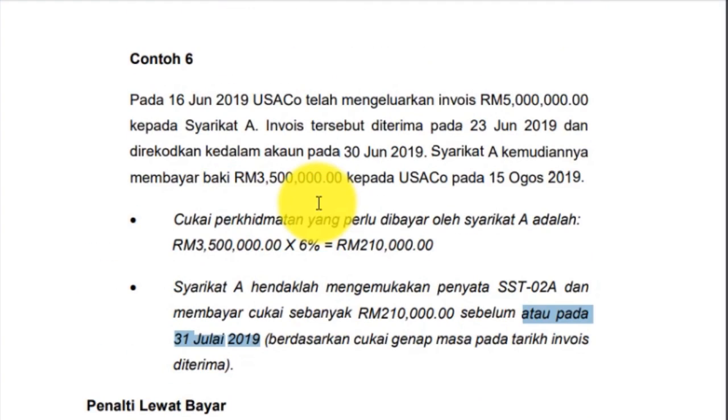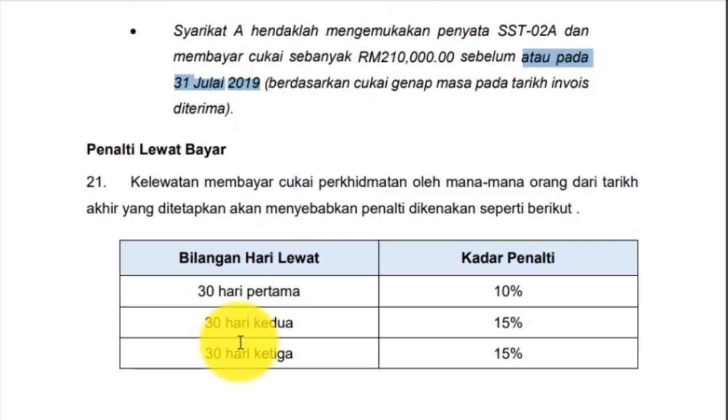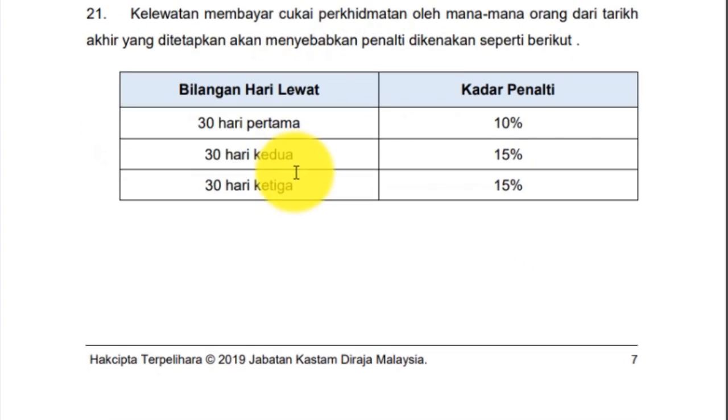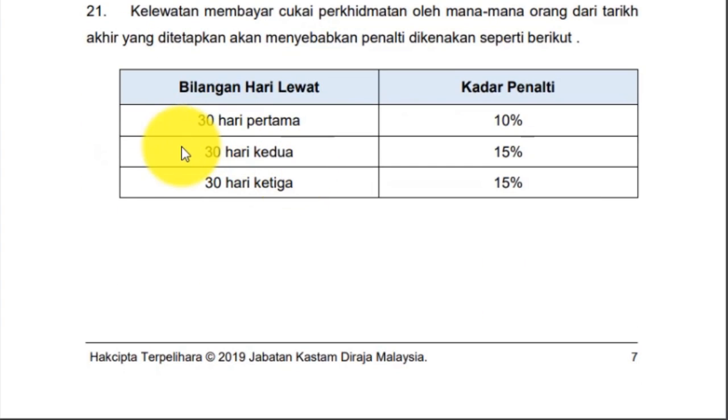Okay, why? Because the invoice is in, everything happened in June, then the next month will be 31st of July. Now, just in case you are late, so what happened? If you are late, then there will be penalty. So the penalty will be, the first 30 days will be 10%, next 30 days will be 15%, the next 30 days again will be 15%. So this is the penalty that you are going to get if you are late to make the payment.